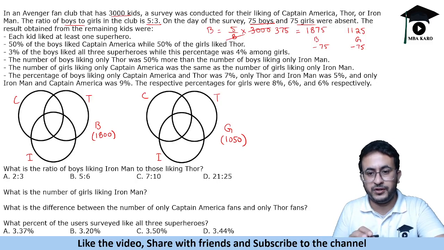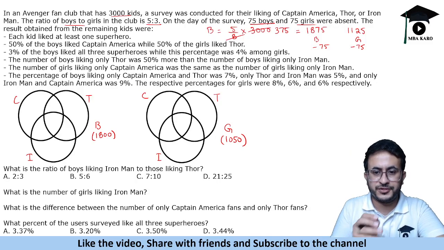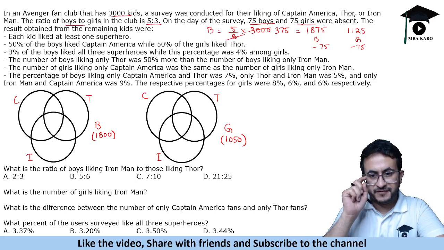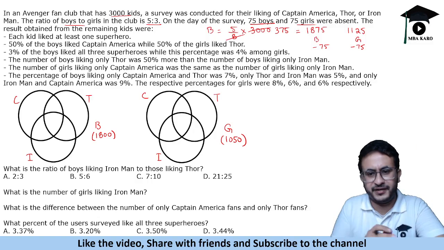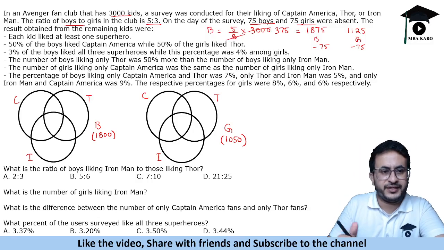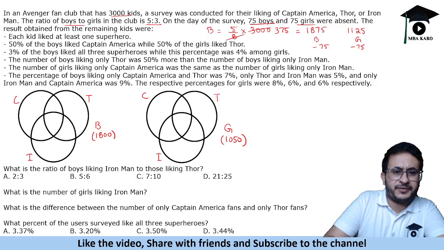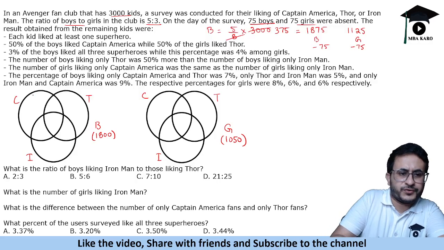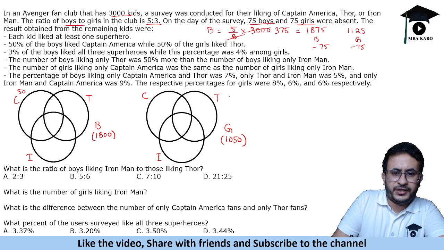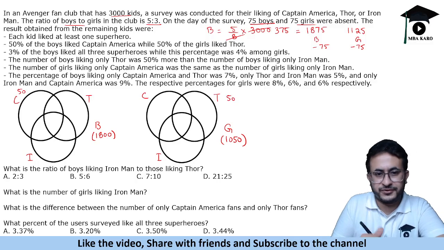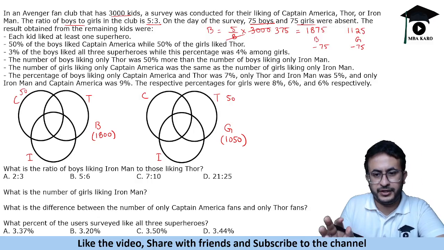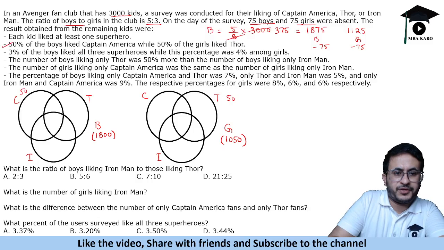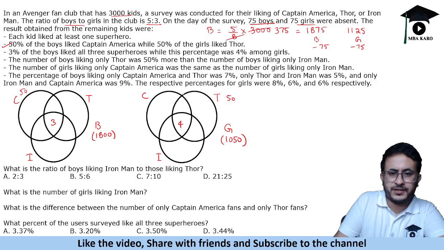But let's first solve this set in terms of percentage values. Whatever percentages are given for different regions, we shall put it. Each kid likes at least one superhero. So that means outside the Venn diagrams, we do not have any value to fill in. 50% of the boys like Captain America, while 50% of the girls like Thor. So Captain America is 50 and Thor here is 50. Now these are percentage values, so no need to get confused in this. 3% of the boys liked all 3 superheroes, while this percentage was 4% among girls. So easy to fill.